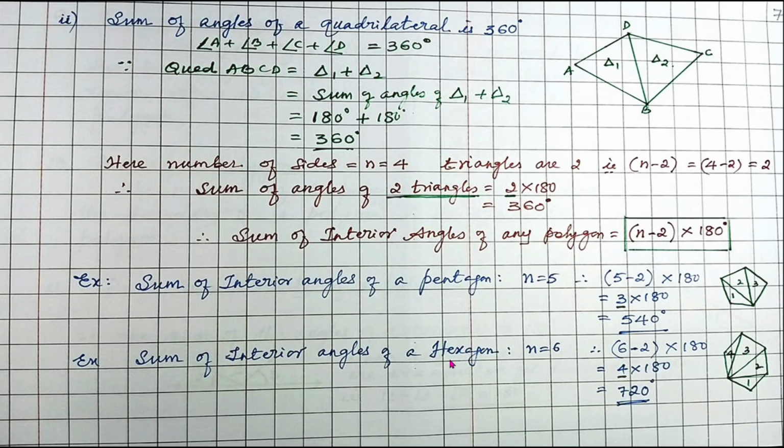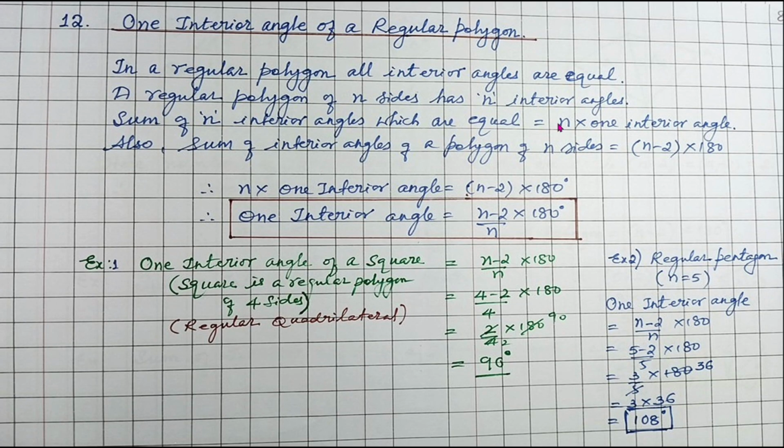Now what is the sum of the interior angles of a hexagon? A hexagon has 6 sides. (6 minus 2) into 180, 6 minus 2 is 4, 4 into 180 is 720 degrees.